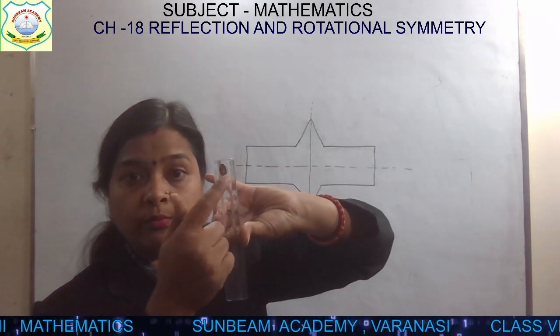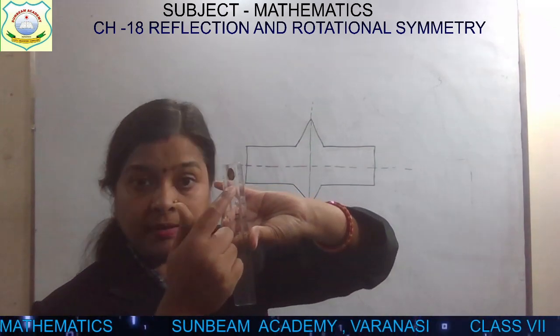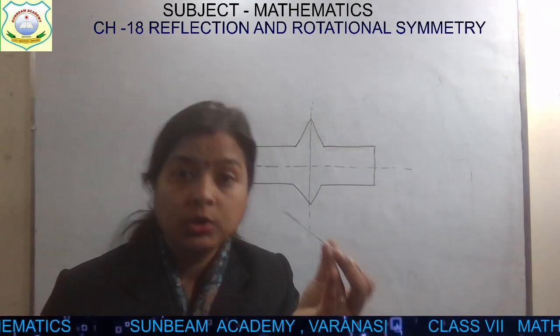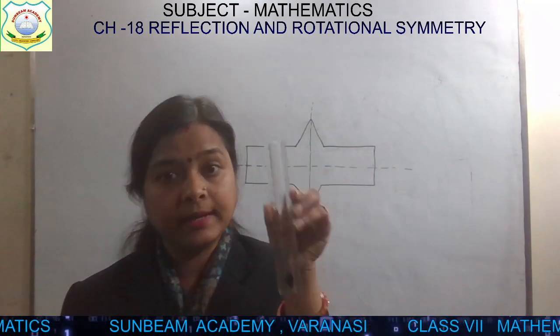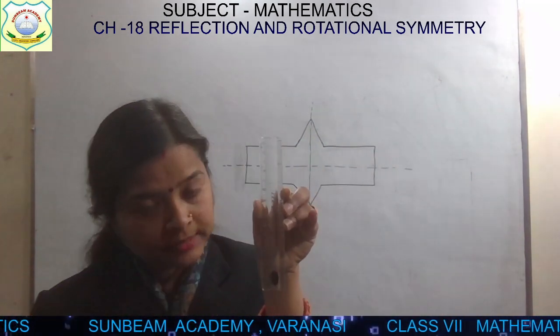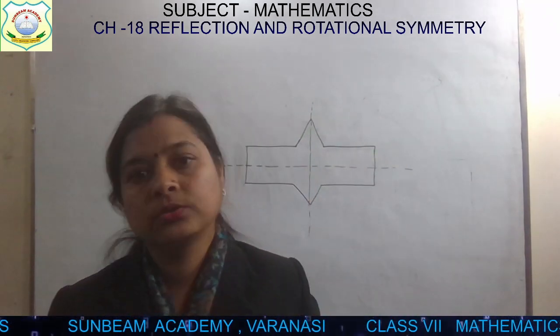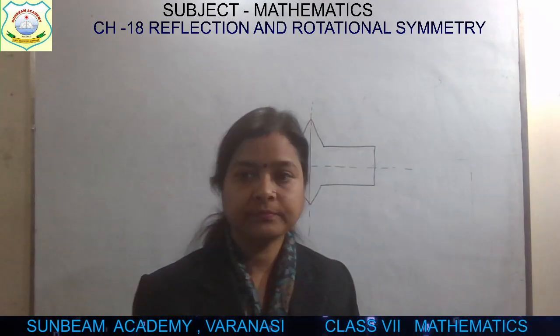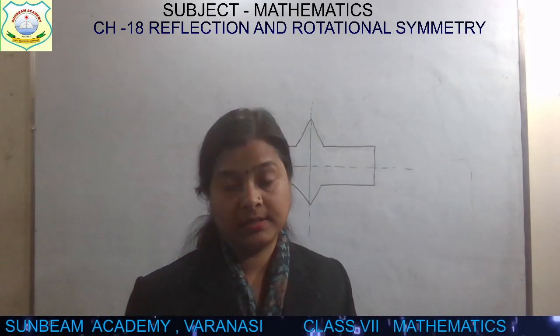So now my original position is back. So it means I have rotated it once. पूरा मैंने एक rotation इसका कर लिया है. ठीक है? So in one complete rotation I will get the same figure. This is a standing rectangle, two times. So this is the order of rotational symmetry for this particular ruler. Clear? I hope these things are clear to you.